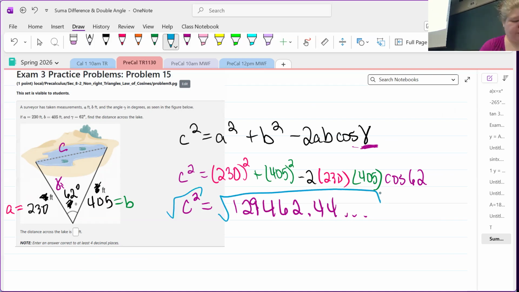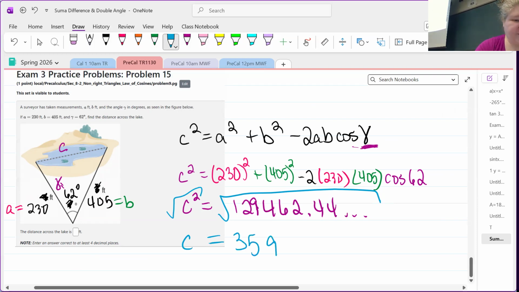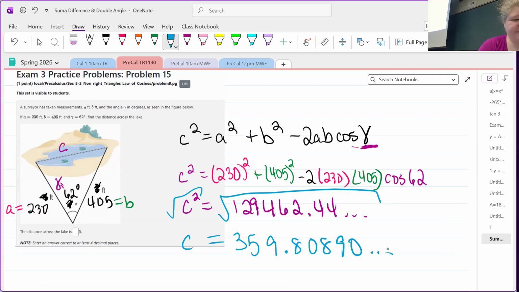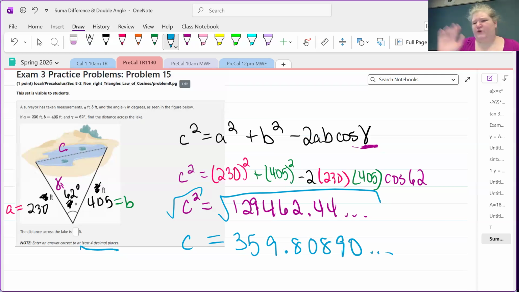Because we need to square root. So I raise it to the 0.5 power, and now I get a number that's more in line with the other numbers: 359.80890 and so on. The directions did say round to at least 4 decimal places. So it's almost 360 feet. I do give you rounding directions on the test, but if you do a different number, it's not the end of the world.